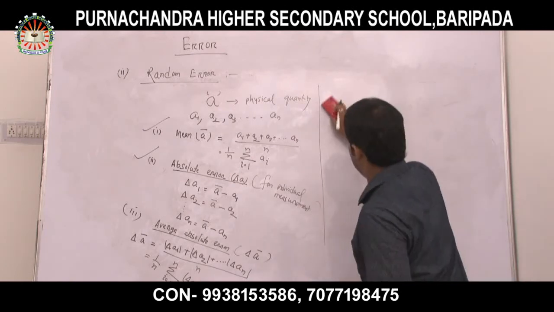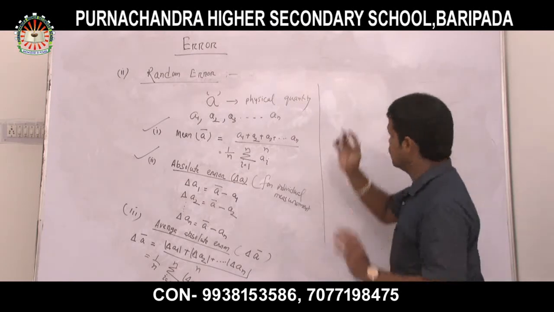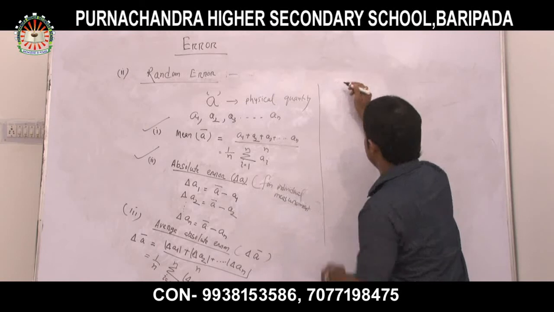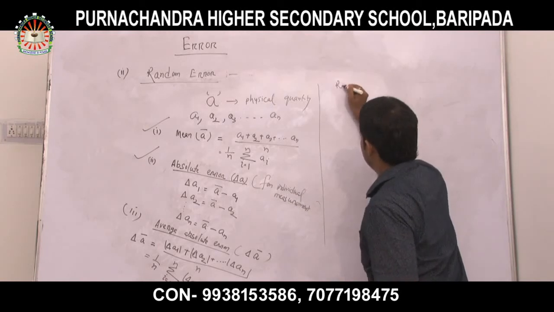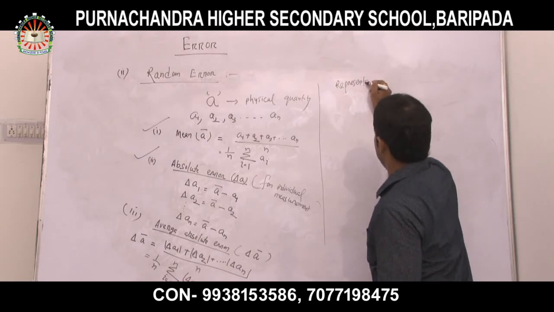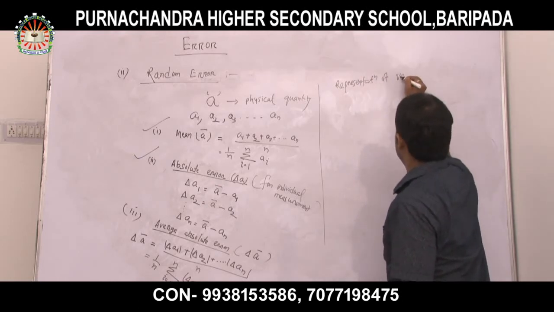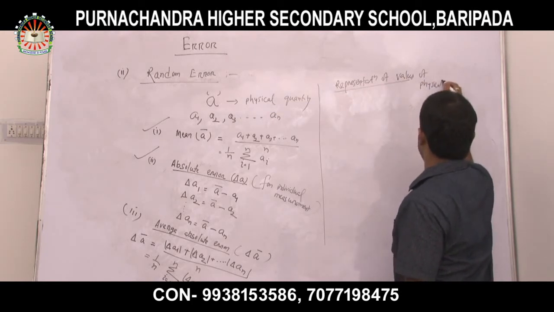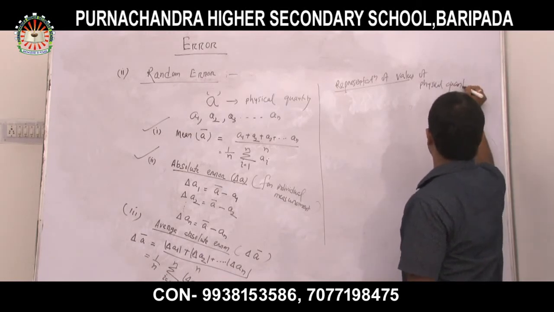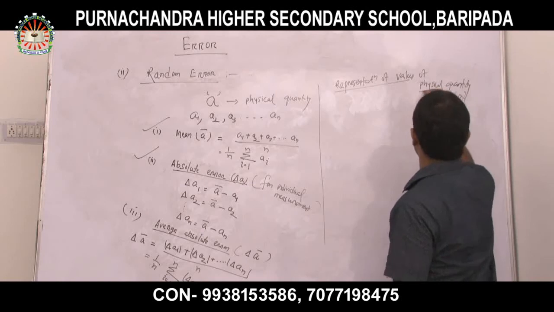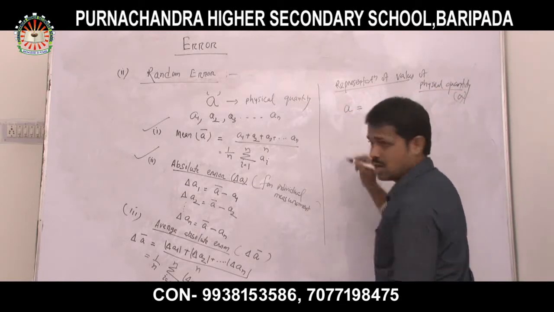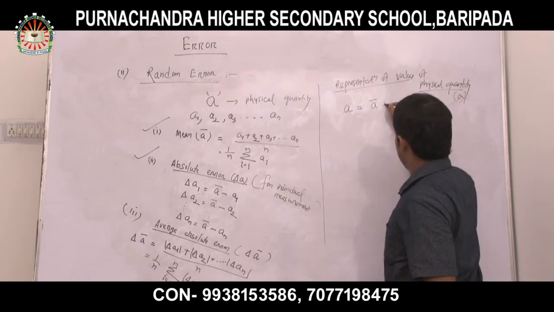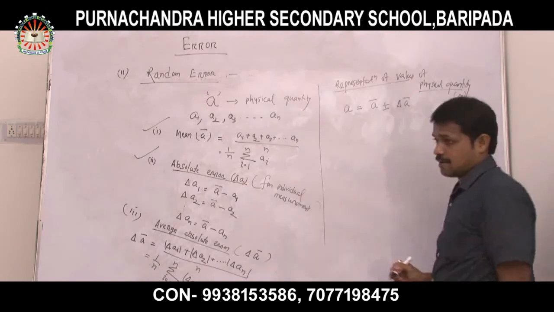So the representation. Next is your representation of values of physical quantity A. We can represent the value of that measurement of physical quantity A in this manner. Now A is equal to, look very carefully, A bar plus minus del A bar. This is the representation.